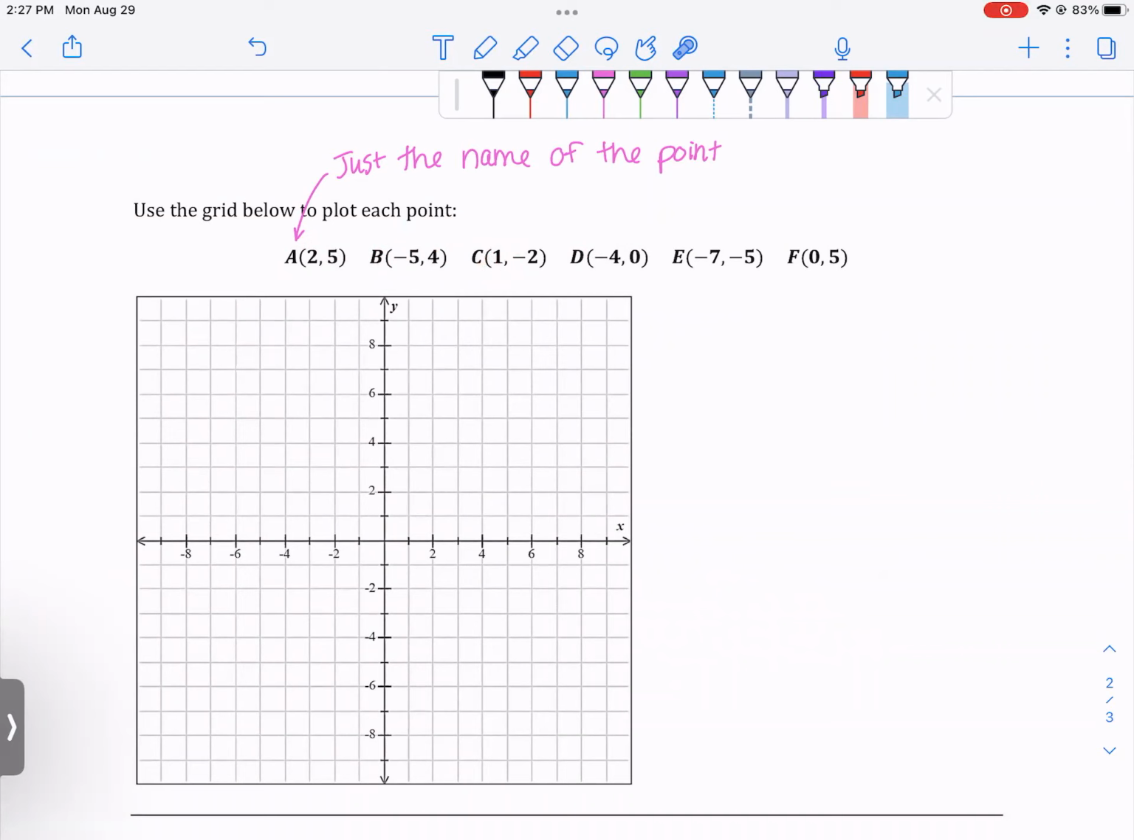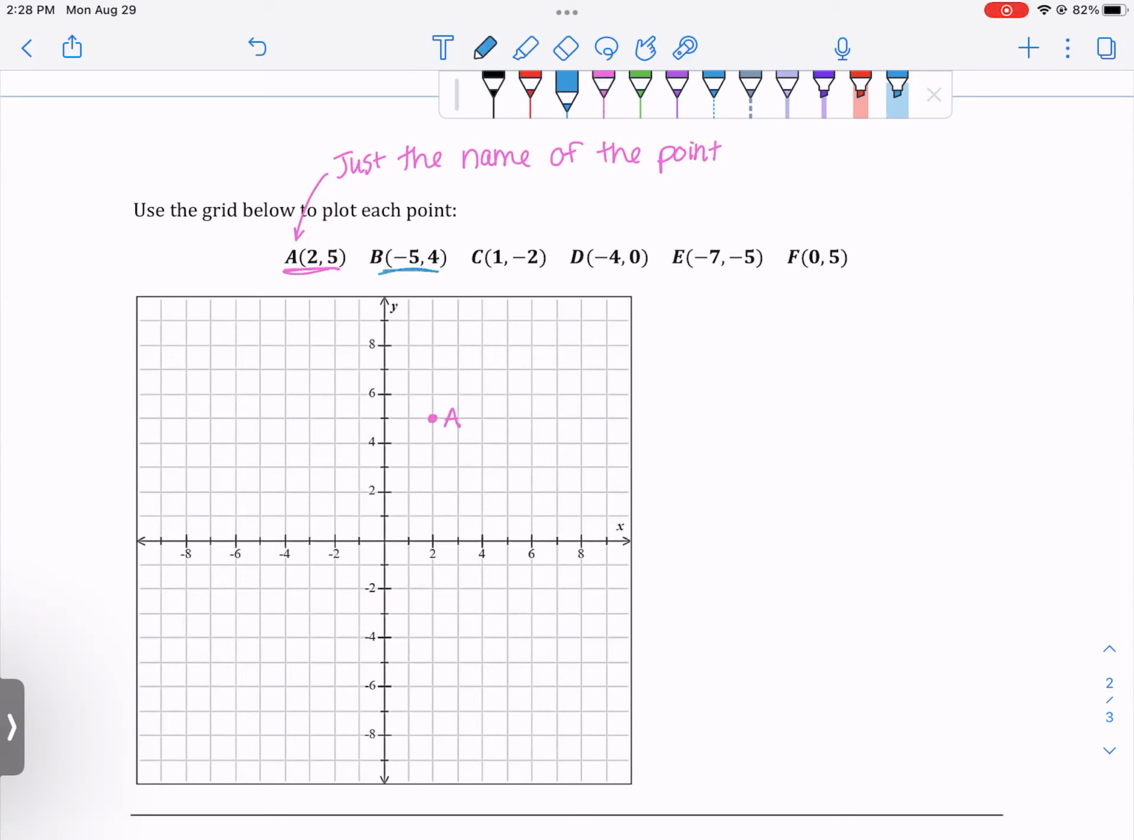And that helps us because when we plot the points, then we can label them if we know what their names are. So looking at this point, A, it's 2, 5. So that first coordinate is telling us where to go on the x-axis. So we move over to 2 on the x-axis. And then it's telling us that the y-coordinate is 5. So we are moving up 5 spaces, and that's where point A should be. And I can label point A.